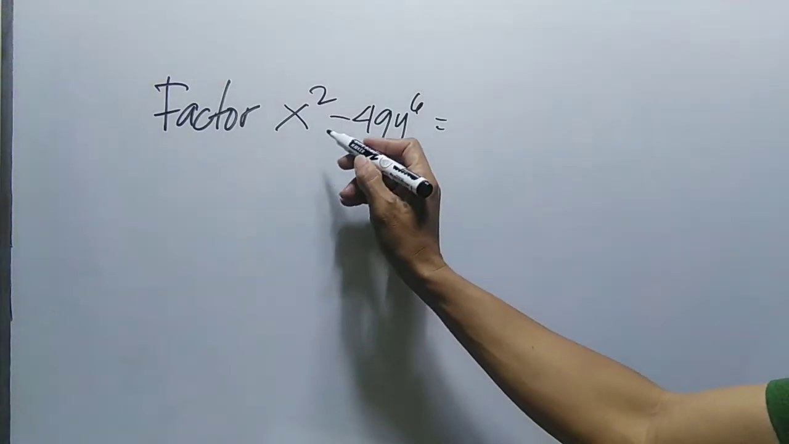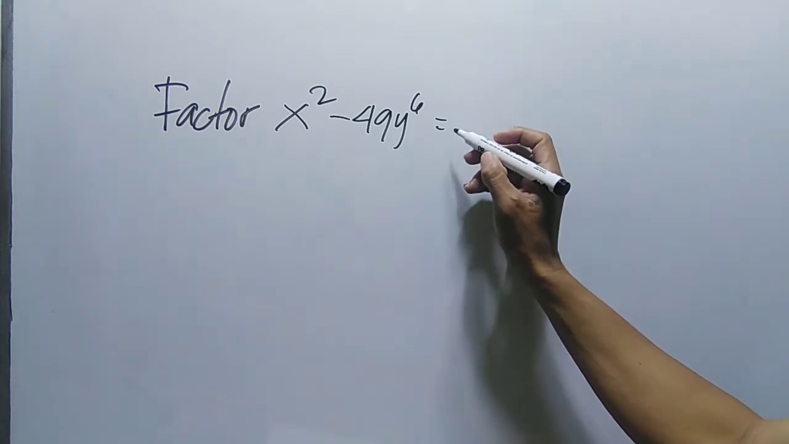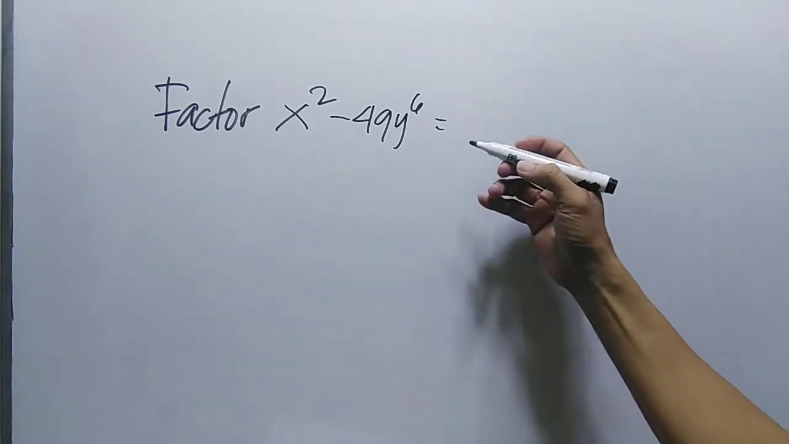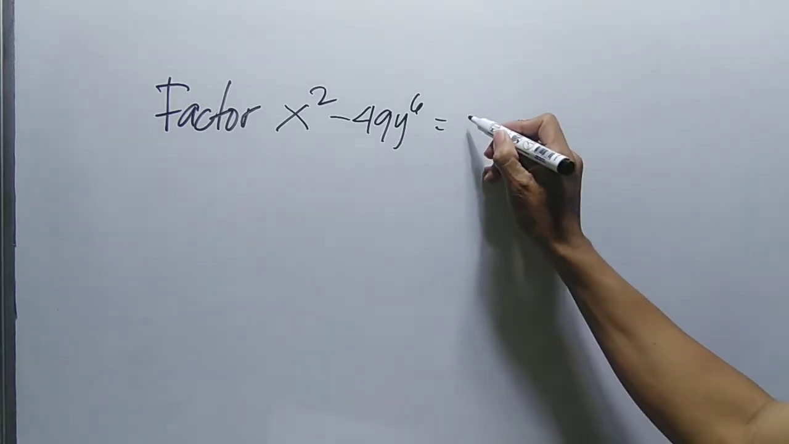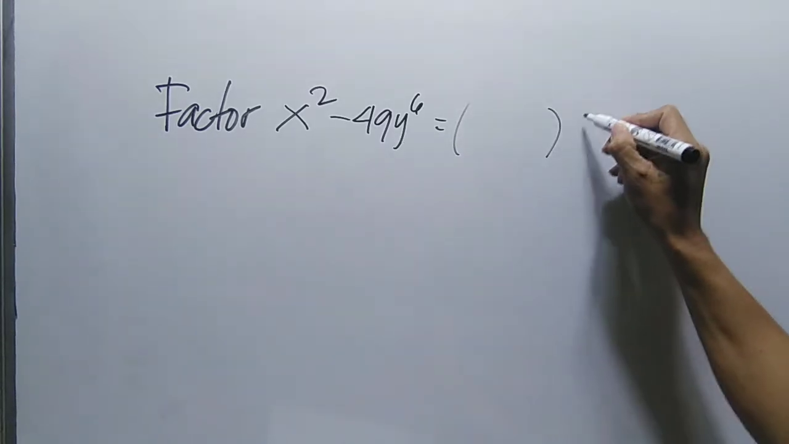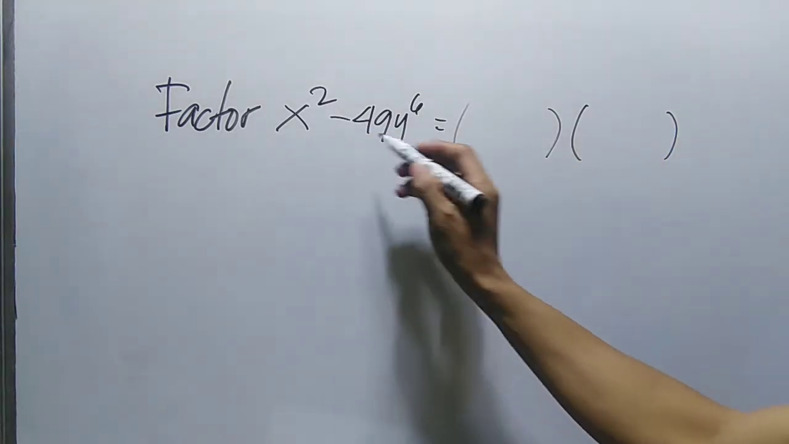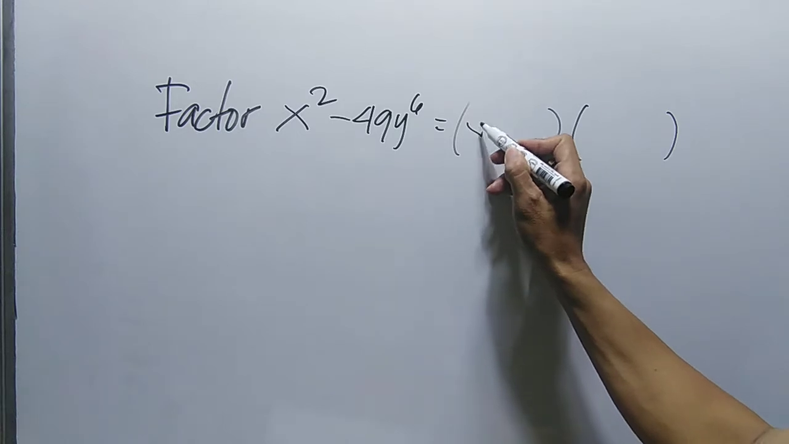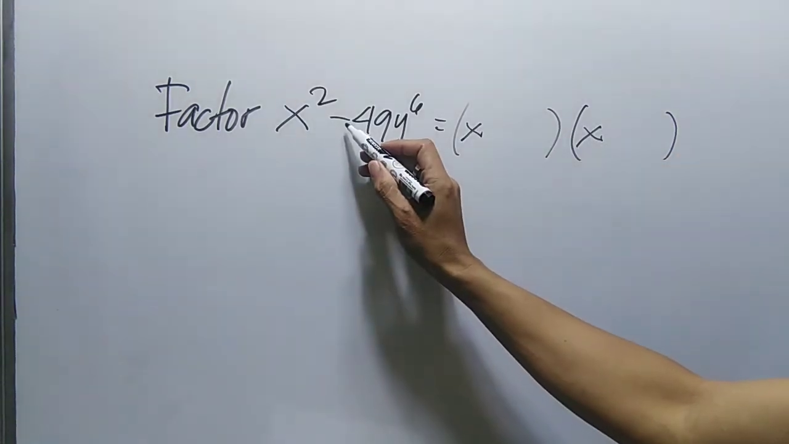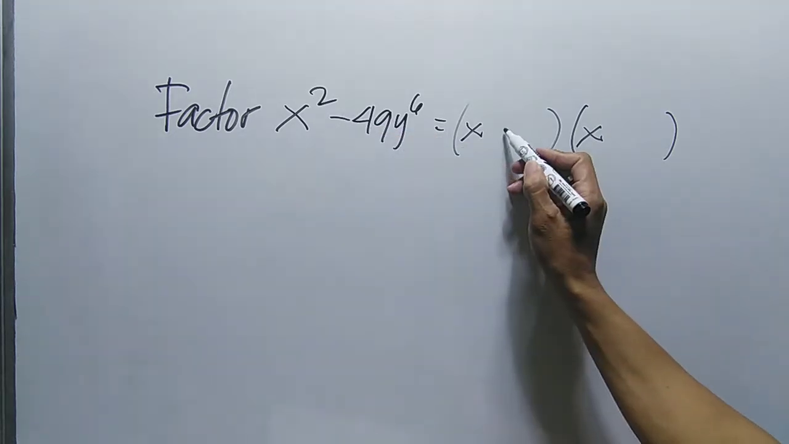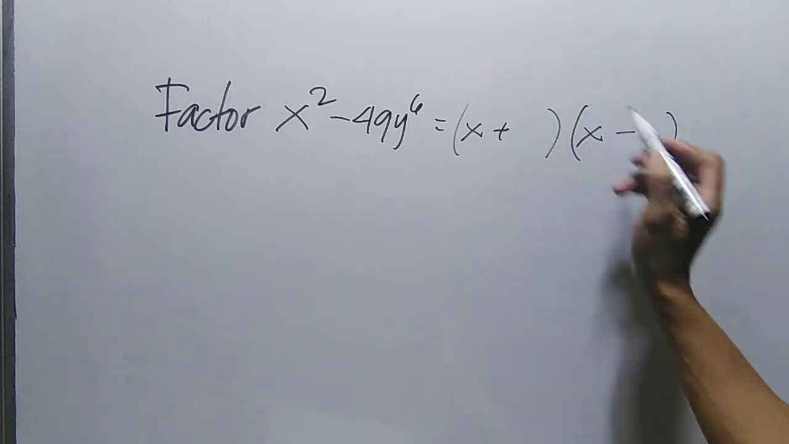Okay, so we will factor x squared minus 49y to the 6th power. Okay, so factoring by difference of two squares pa rin tayo. So i-factor natin yan, si x squared at saka si 49. So factor nito, x squared yan, so meaning dalawang x. Ayan. Then since negative yan, so either positive or negative, or pwede silang magkabaliktad.